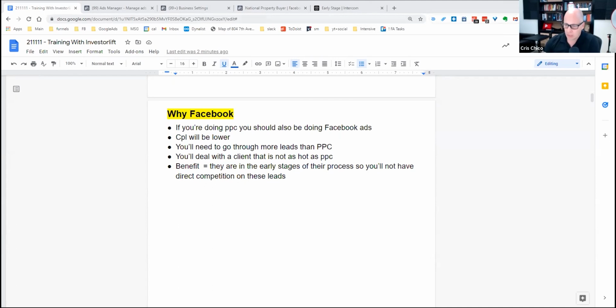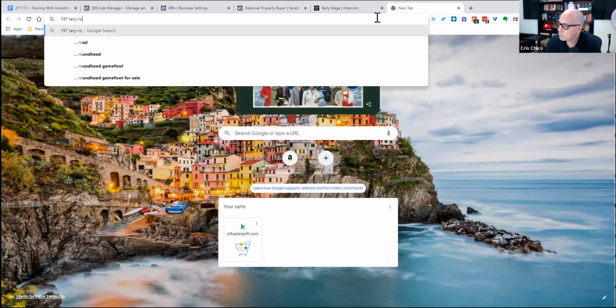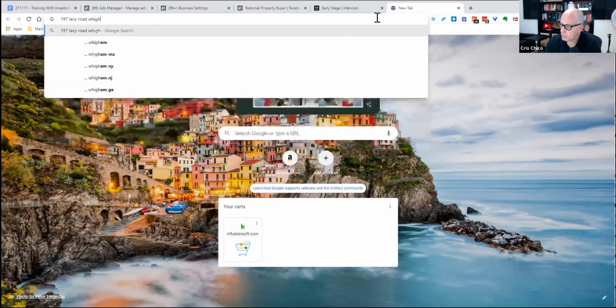And then let me see if I can pull up a sample property real quick. Give me one second, in my CRM here. It was one that we did just recently, I don't know off the top of my head. Oh, here it goes. I know which one it is. We did a deal recently at 197 Lacey Road in Wingham, Georgia.